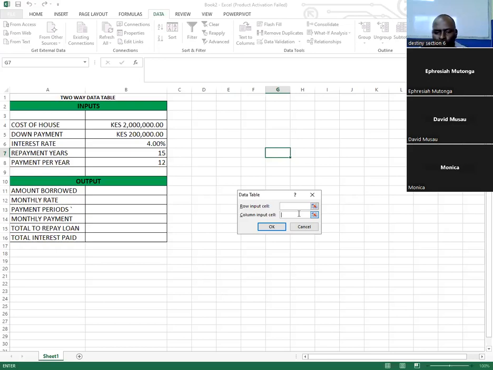But for our case today, because we are doing the two variable data table, it means we will be utilizing both as input cells, the row and the column at the same time, and then we'll be done with the data tables.